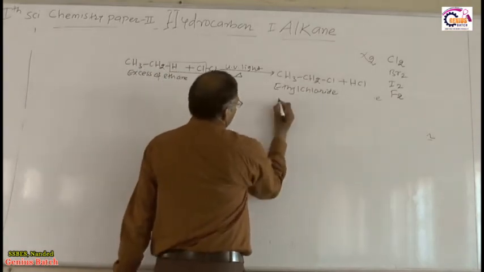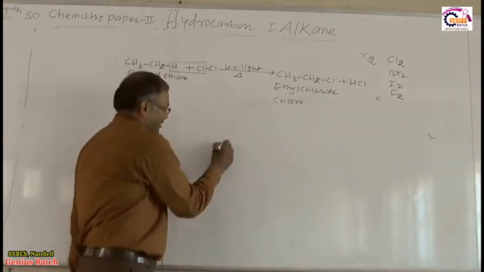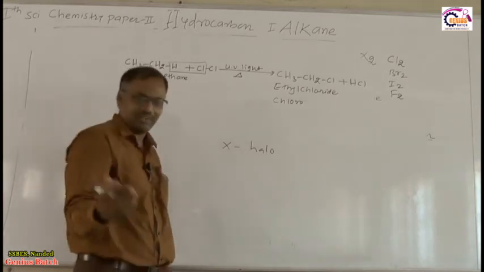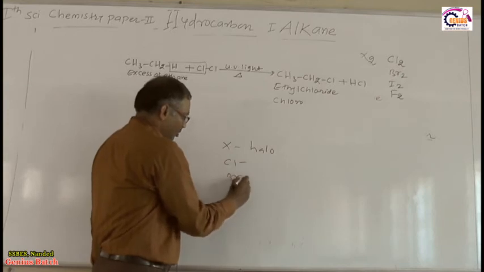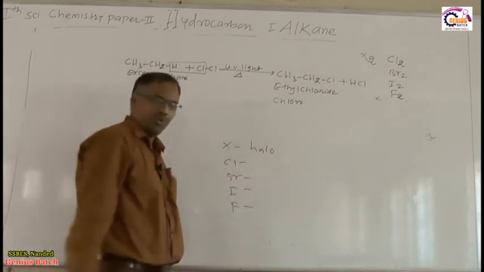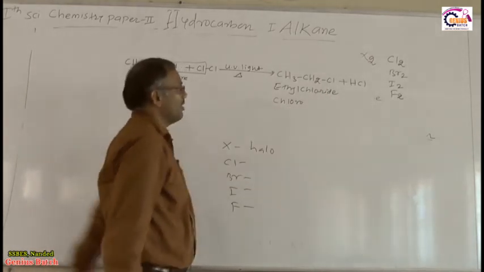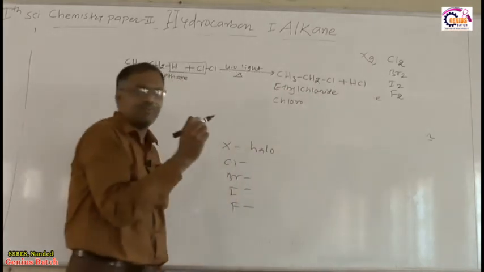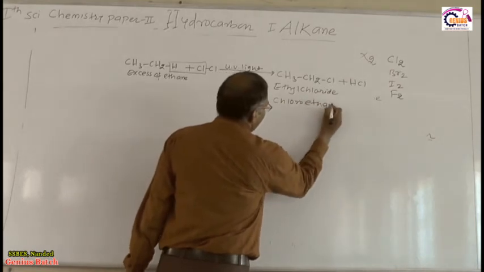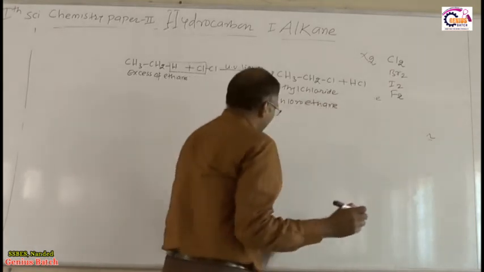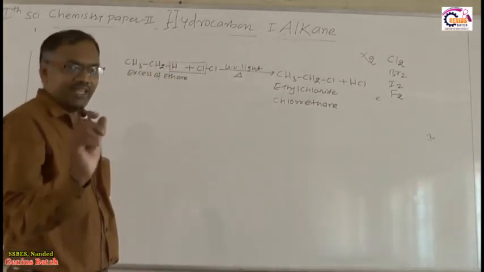IUPAC name: first write the name of the functional group. The name of the functional group is chloro. As you know, this X is the halo functional group, and we have seen the functional groups and their types. So X is halo: chloro, bromo, iodo, fluoro are the names of the functional group. In the IUPAC system, first write the name of the functional group, chloro, then count the total number of carbon atoms in the chain. The total number of carbon atoms in the chain is 2. If 2 carbon atoms are there, what will be the alkane? The parent IUPAC name of the alkane is ethane. So the name will be chloroethane.